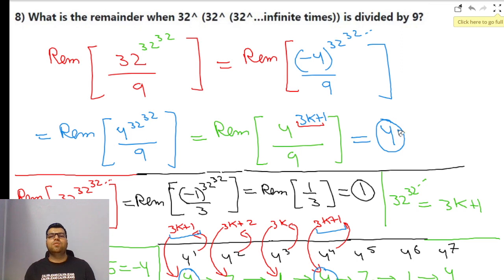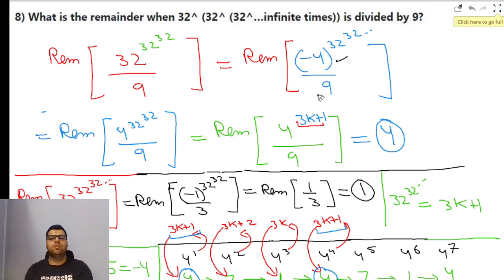Similar thing I did over here also. So 32 raised to power 32, and basically it was a power tower, and first I replaced 32 with minus 4. First I replaced 32 with minus 4, because minus 1 will disappear because it is minus 4 raised to power something even. Minus disappeared, 4 raised to power 32 raised to power 32.